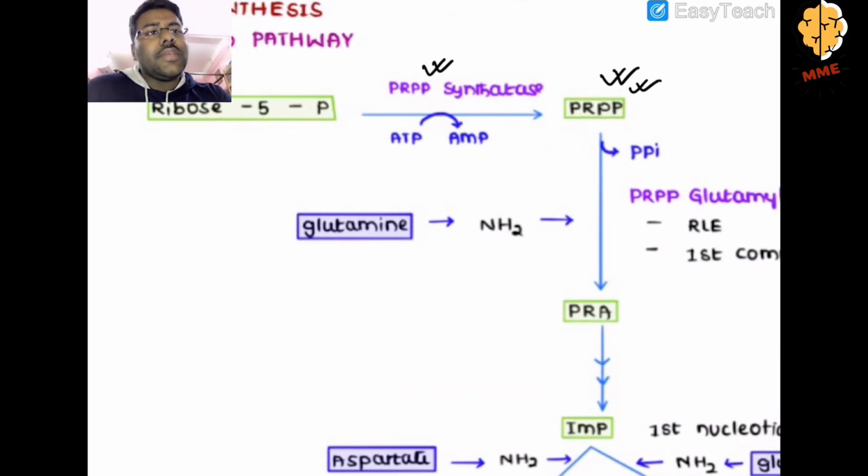And we know that PRPP is synthesized. So what is the enzyme? The enzyme is PRPP synthetase. One ATP is used here, and one phosphate is going from them to there. So this is the pyrophosphate transfer that happens.